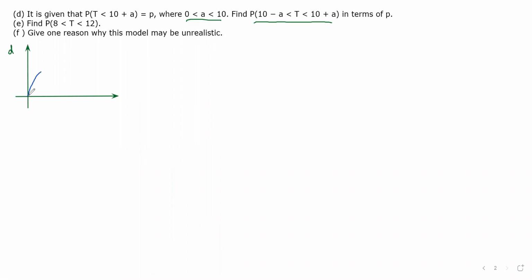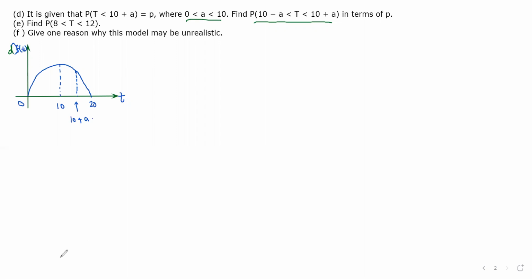We have a quadratic that is perfectly symmetrical. This is 20. This is 10 here. That would be t and 0. And we have f of t. We are given that the probability that t is less than 10 plus a, let's say this is 10 plus a.